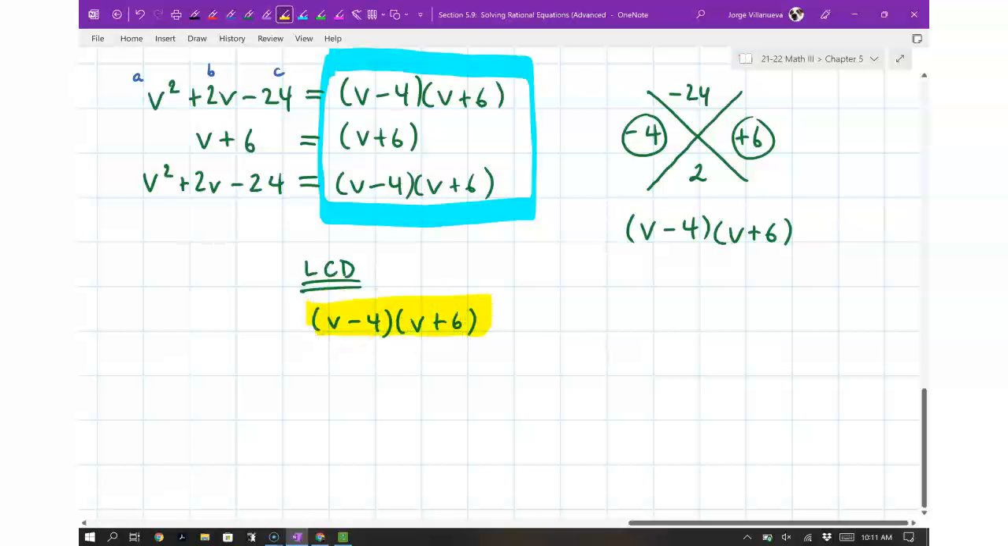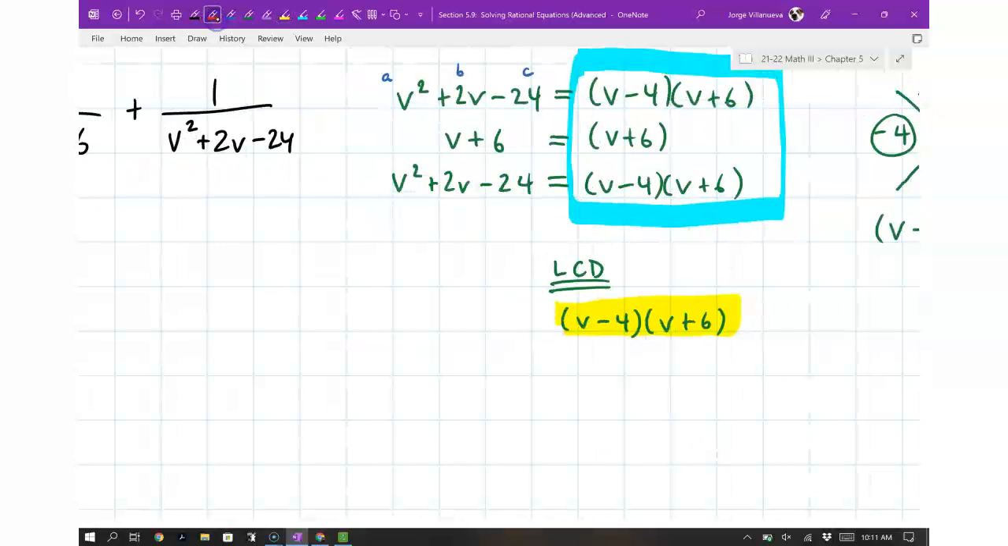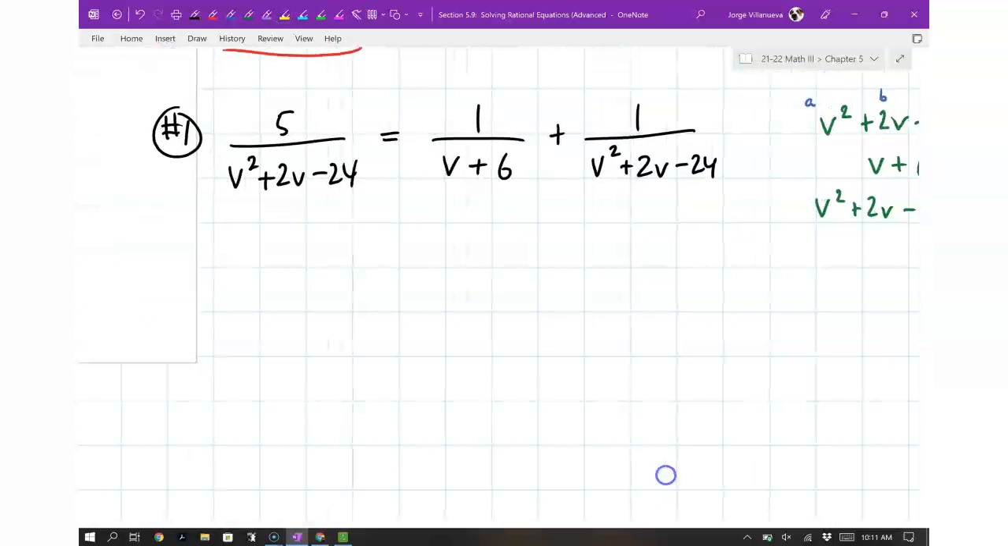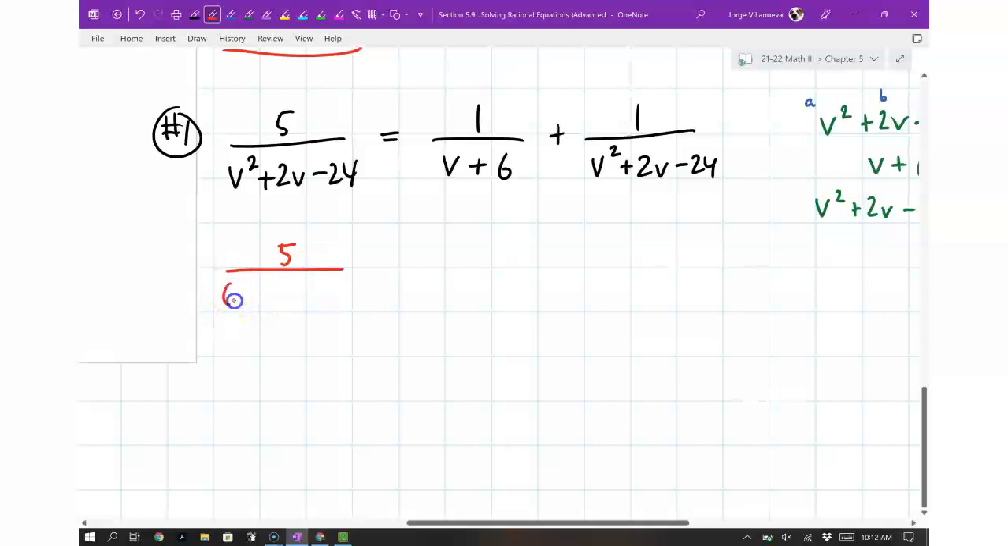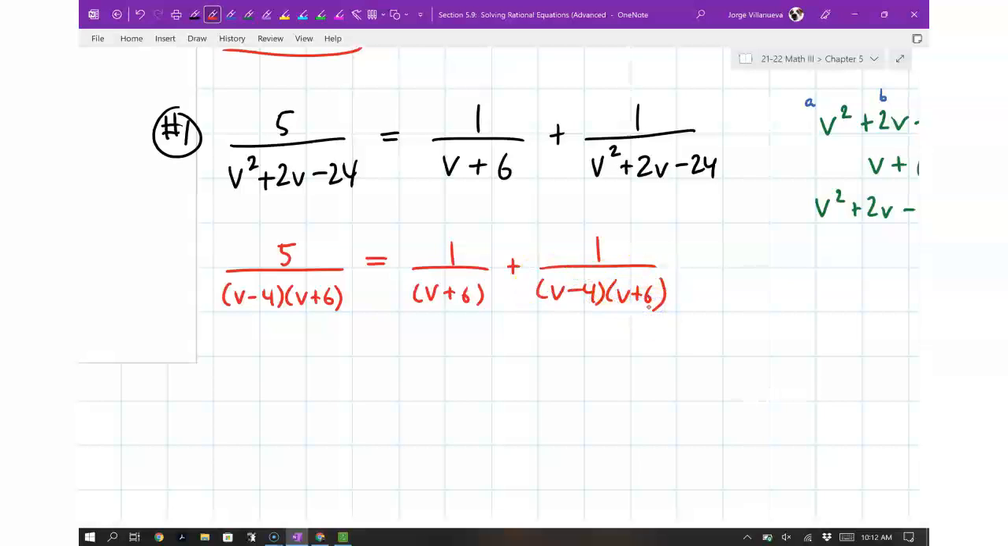Okay, now let's go back to the original problem. Let's write it out, factored. So this is 5 over v minus 4, v plus 6 equals 1 over v plus 6 plus 1 over v minus 4, v plus 6. So I just rewrote the original problem factored, that's all. And now I got to do the part where I got to multiply everything by the LCD. So this one takes a little bit of time to write out, so just bear with me here.